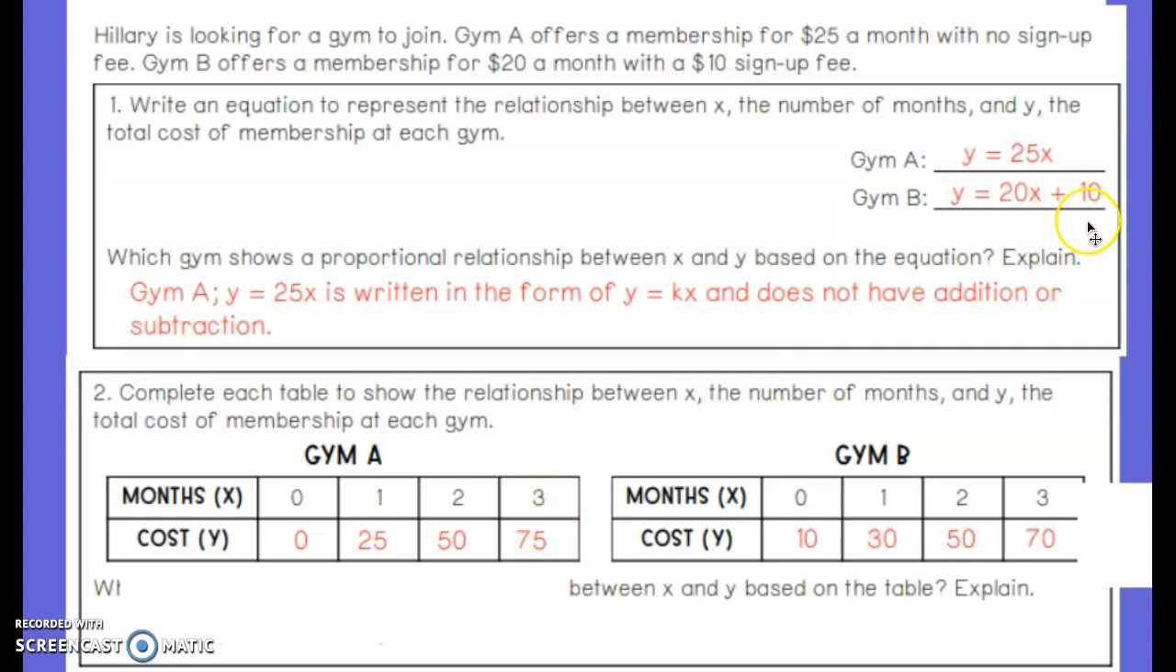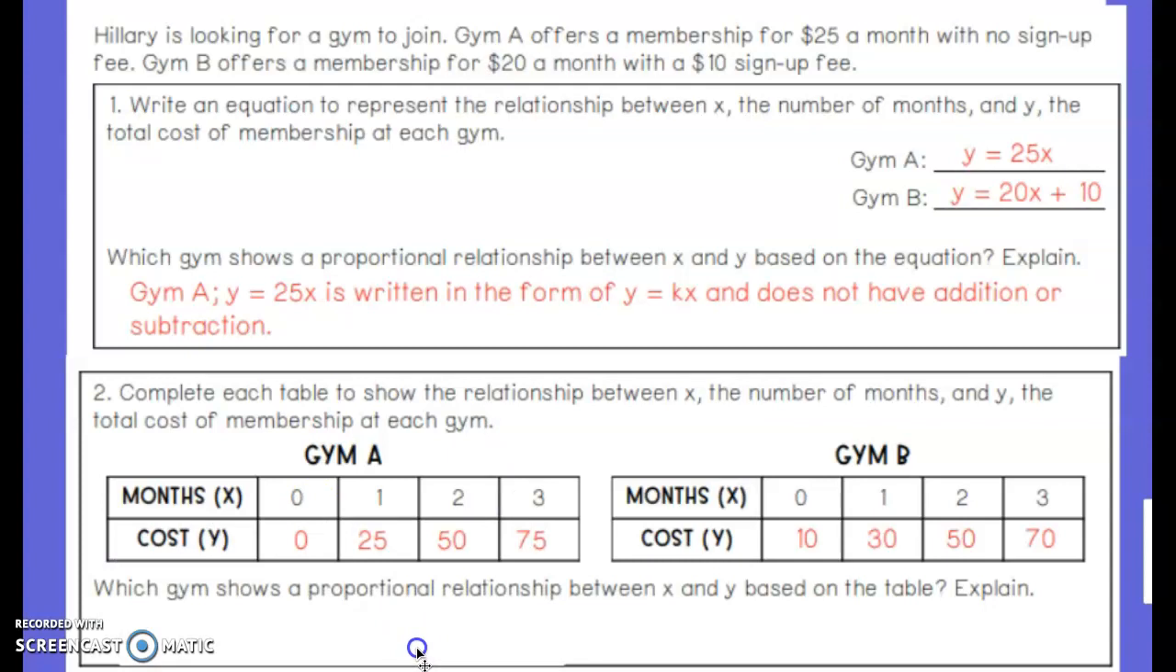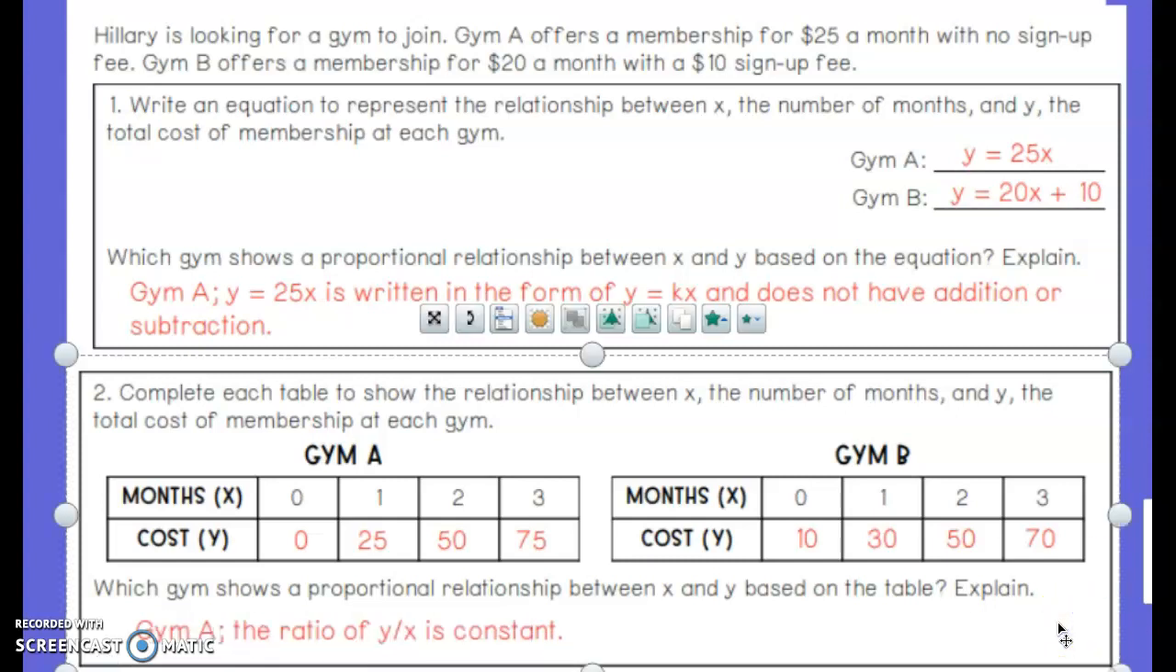Now for Gym B, I'm going to use the second equation. 20 times 0 is 0 plus 10 is 10. 20 times 1 is 20 plus 10 is 30. 2 times 20 is 40 plus 10 is 50. 20 times 3 is 60 plus 10 is 70. Now the question says which gym shows a proportional relationship. Just by looking at the tables and the equation, Gym B doesn't have a constant ratio.